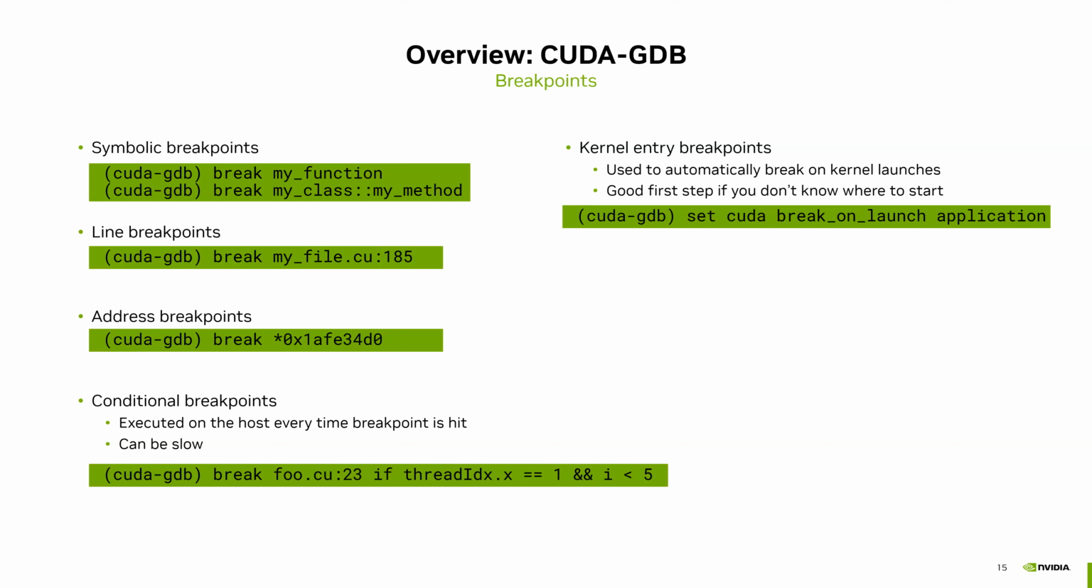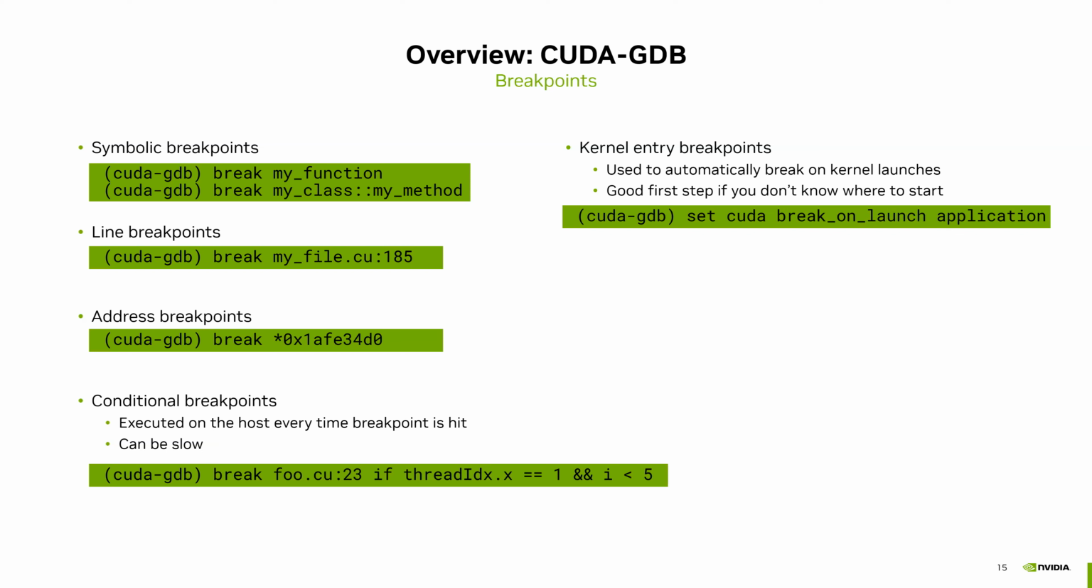Setting breakpoints. Symbolic breakpoints. So if you want to set a breakpoint on a function name, or if you're writing C++ code, you have a namespace or a class, and you want to set a breakpoint on either a function, that namespace, or a method in that class, you can do so. Line breakpoints. So if you have a file name followed by a line number. Address breakpoints. So if you want to set a breakpoint on an explicit address, maybe you know the address where an exception occurred and you want to run to that point, you can do so.